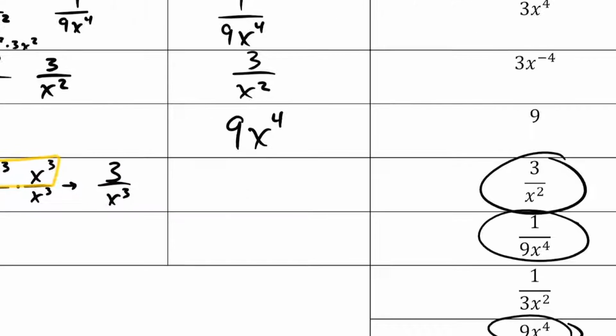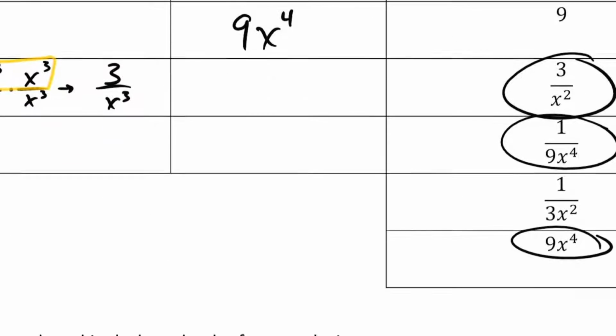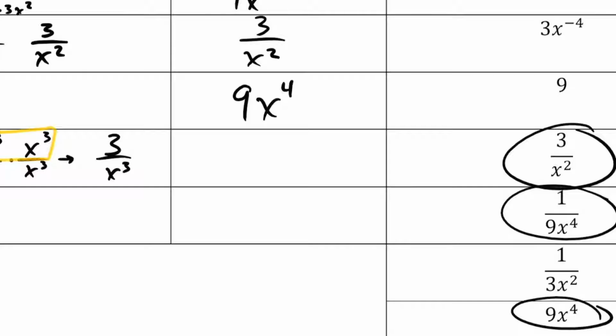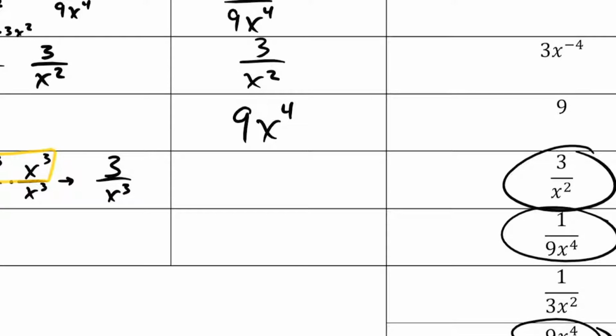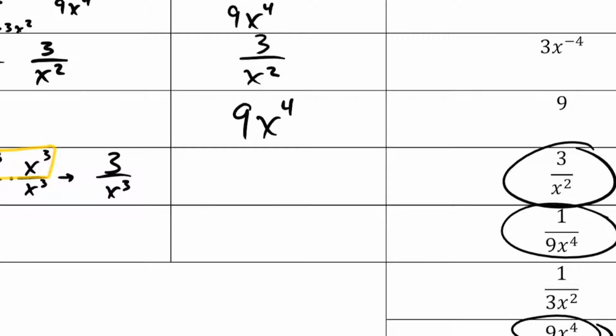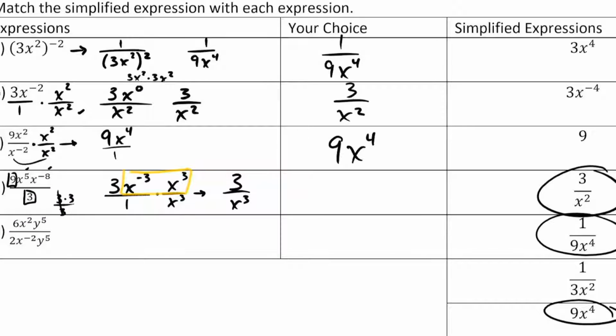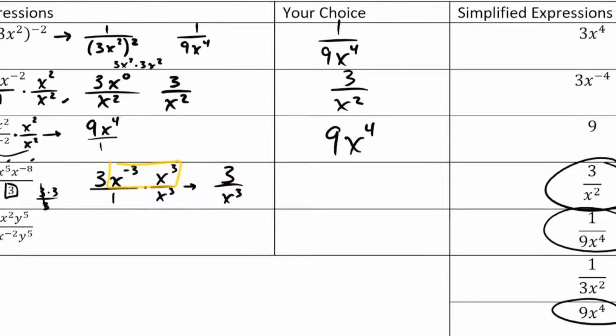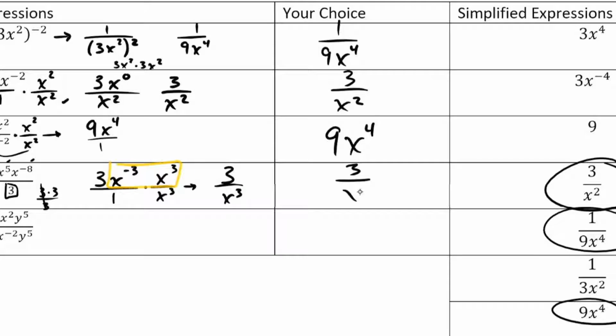And it turns out, 3 over x cubed happens twice, right? I've already used it once, but it's happening again. So this is also 3 over x to the third power. That's cool.